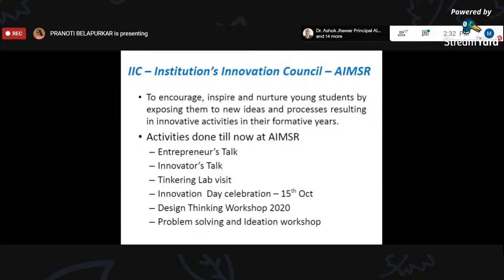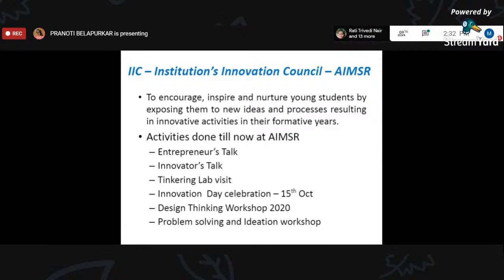Similarly, IIC, that is the Institution's Innovation Council. Like I said, it's present at AFMR and separately at AIMSR. The purpose is the same. It encourages, inspires and nurtures young students by exposing them to new ideas and processes that result in innovative activities in their formative years. These are your formative years and it really helps to boost that.